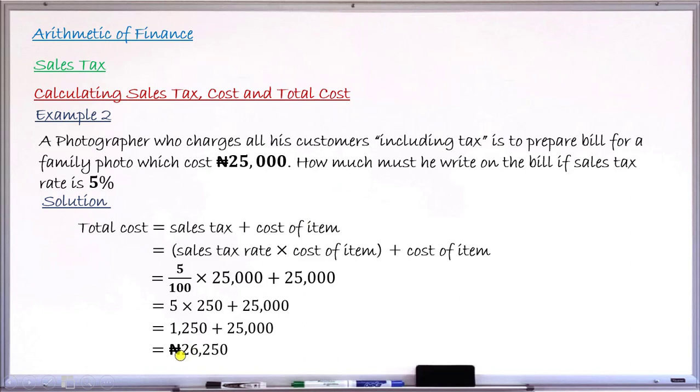So the customer is going to pay this and collect the photos, while the photographer would pay the government this very amount, 1,250, as his service tax. Let's just move and take one more example.